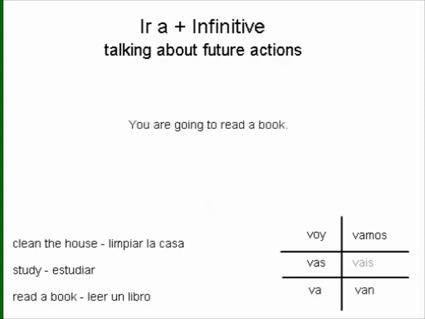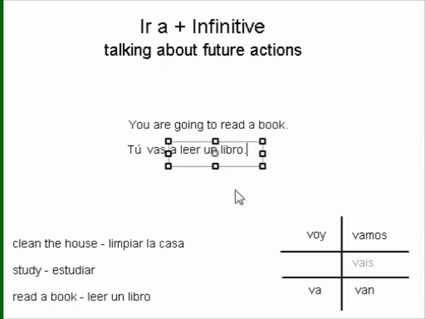One more example, you are going to read a book. You is tú. Then we need the tú form of ir, which is vas. Of course we need the word a, because that's just one of the steps. And then to read is leer, and then a book is un libro. So tú vas a leer un libro. You are going to read a book.